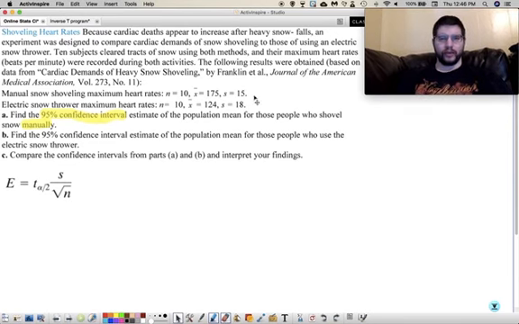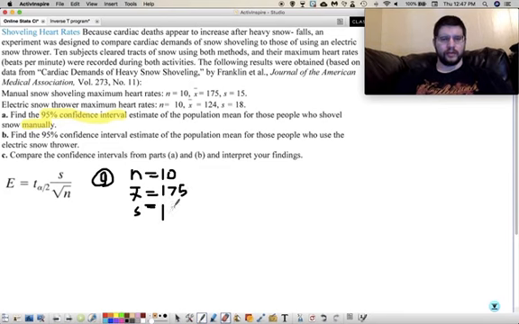So we've got our data up here in x bar and S. And for A, we're doing it for these manual people. N is 10, x bar is 175, S is 15, alpha is 0.05.